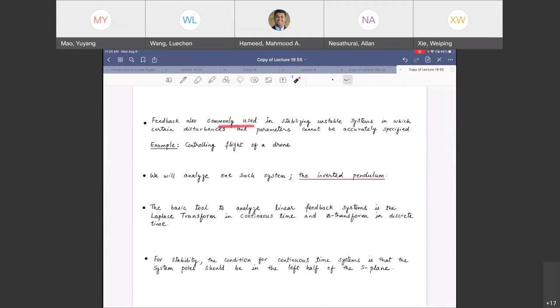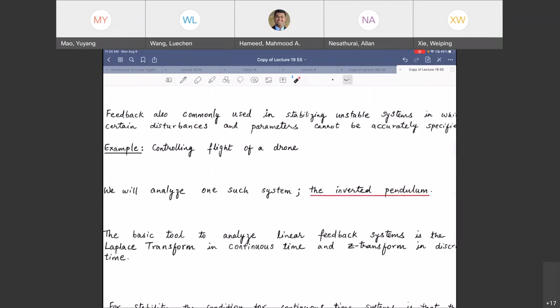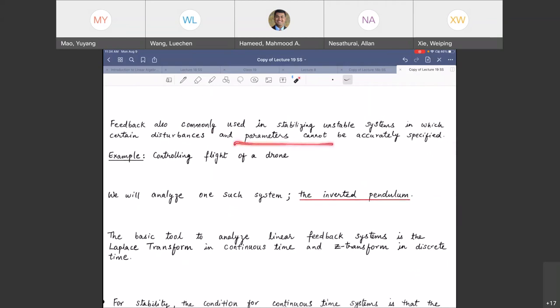Feedback is also commonly used to stabilize unstable systems in which certain disturbances and parameters cannot be accurately specified. So we are going to take such an example today with the inverted pendulum, where you have certain disturbances that are not in the user control, but you would still want the system to be stable. For example, if I just try to balance this pen on the palm of my hand, forget about giving it an external disturbance. If I just leave it, it might drop off, right?